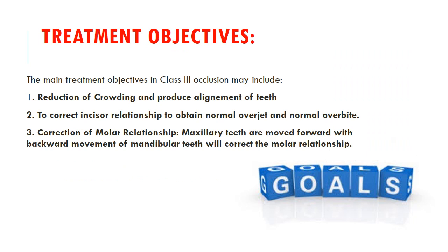The main treatment objectives in class 3 occlusion will include, firstly, the reduction of crowding and producing the alignment of teeth. Secondly, to correct the incisor relationship to obtain the normal overjet and the normal overbite. Thirdly, the correction of the molar relationship, so the maxillary teeth will be moved forward and there will be a backward movement of the mandibular teeth to have a class 1 molar relationship.